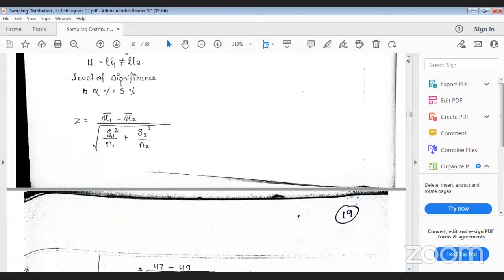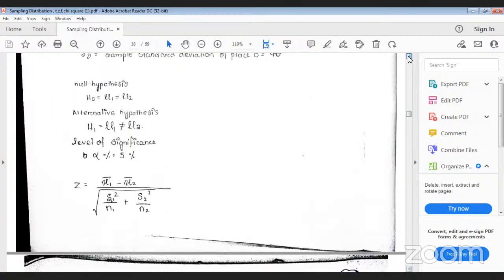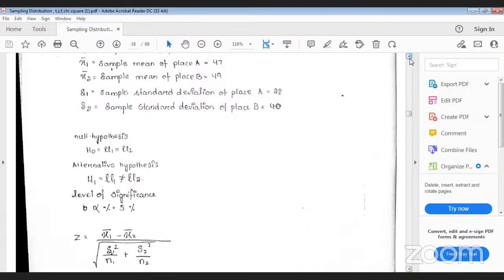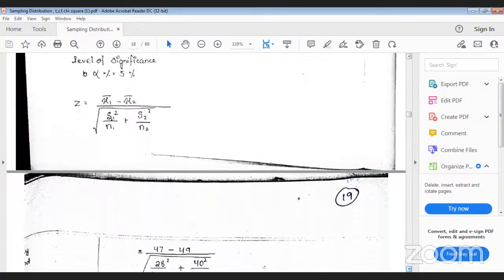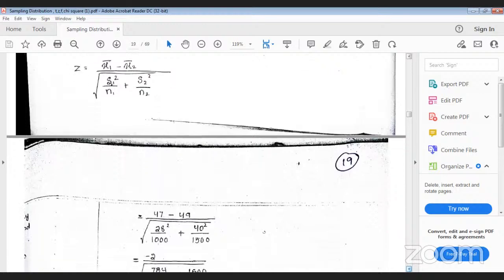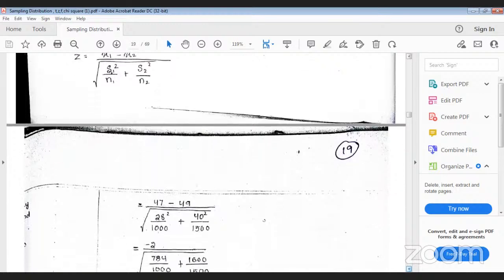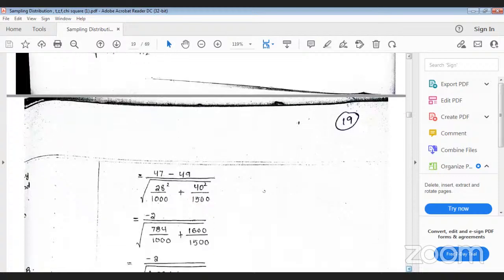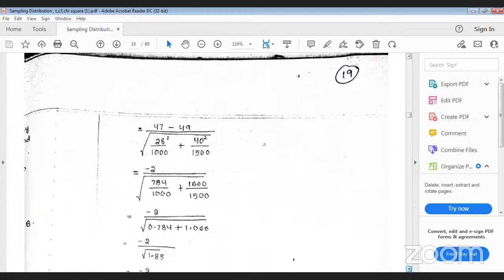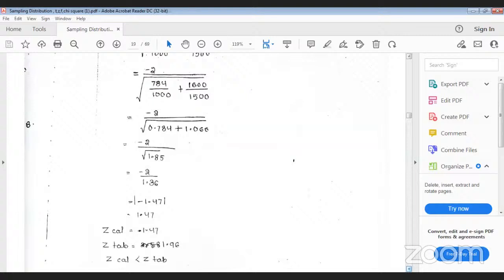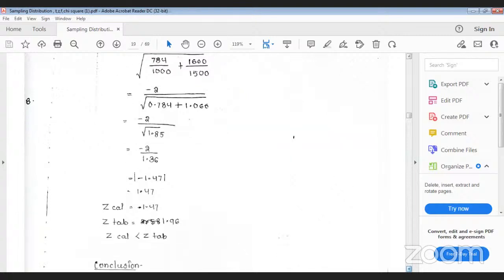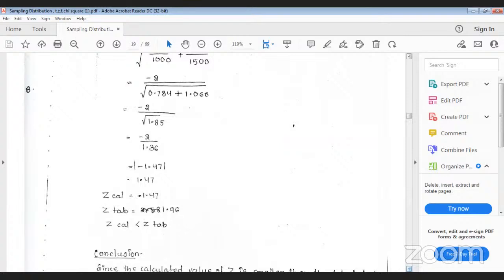you know the Z formula. Because the sample mean and sample standard deviation are given, instead of sigma 1 and sigma 2 you have to write S1 and S2. For a large sample test, instead of sigma 1 and sigma 2, we can use the sample standard deviation. Now just put in the values and get the answer: we have got minus 1.47, modulus which is 1.47 only. So Z calculated value is 1.47, Z tabulated value is 1.96.